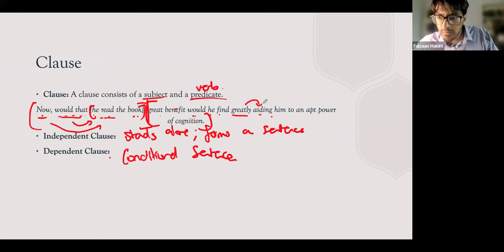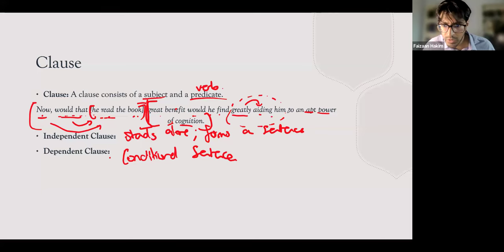Aiding, what is this? Think about it for a few seconds. Not a verb, but it is a verbal participle. To aid. It would aid him. So greatly aiding him is really like a verbal entity. It's a participle phrase. It would aid him to an apt power of cognition. Of course, apt power, adjective, noun. Of cognition, power of cognition. There should be the genitive construction, the possessive particle over there. So, greatly aiding him to an apt power of cognition.